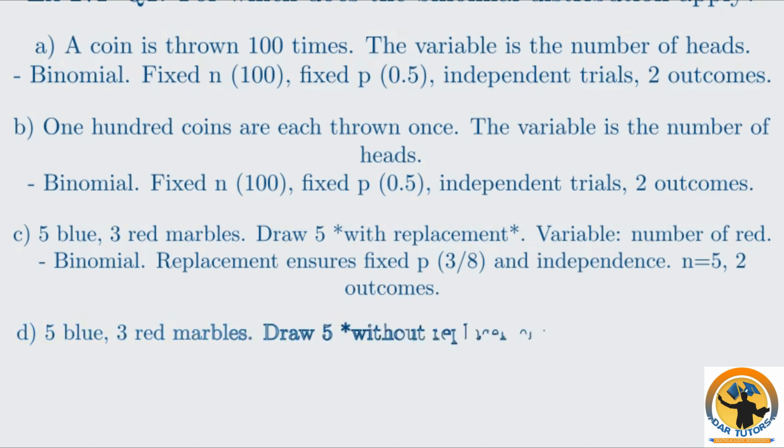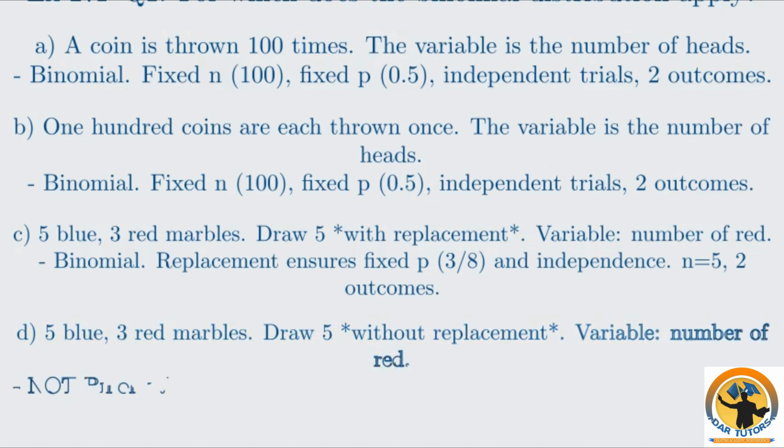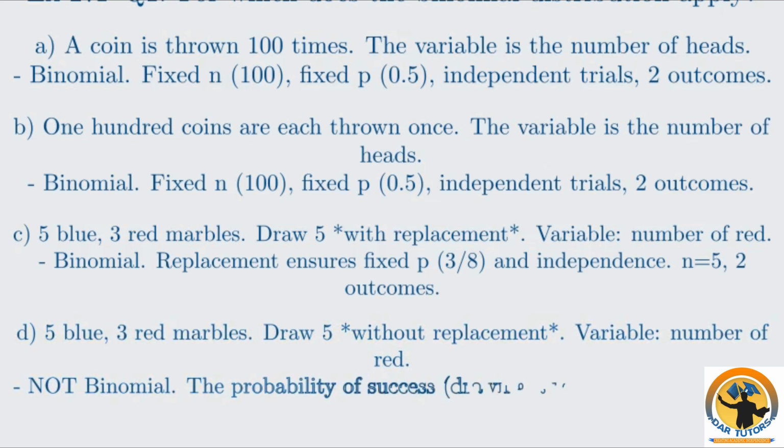However, Part D says draw 5 marbles without replacement. This is not binomial. Why? The probability of success p changes after each draw. If you draw a red marble first, the probability of drawing another red marble changes for the second draw. So the 4th condition, constant p, is violated.